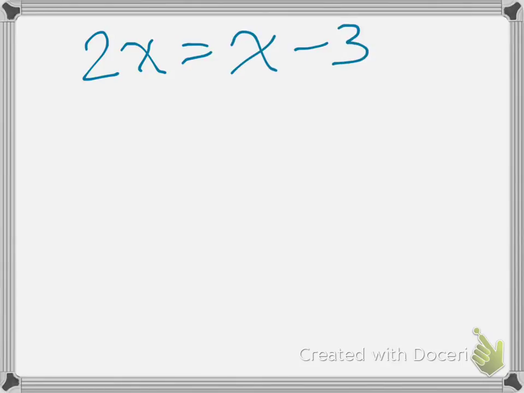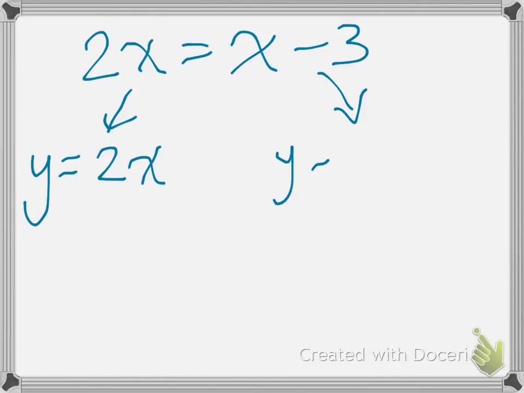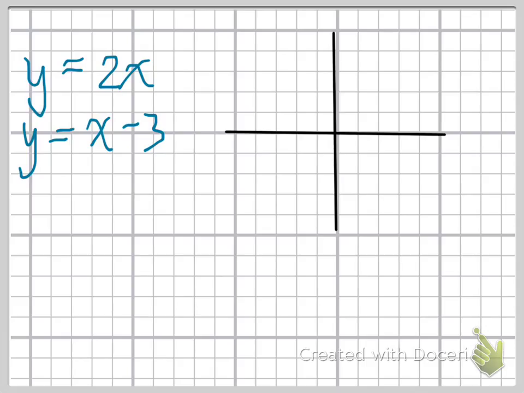And let's try another example together. I'm thinking 2x equals x minus 3. Okay, again, I'm going to take this side and write two separate equations. Y equals 2x and y equals x minus 3. Then on the next slide, I'm going to go ahead and plot them on a coordinate plane.